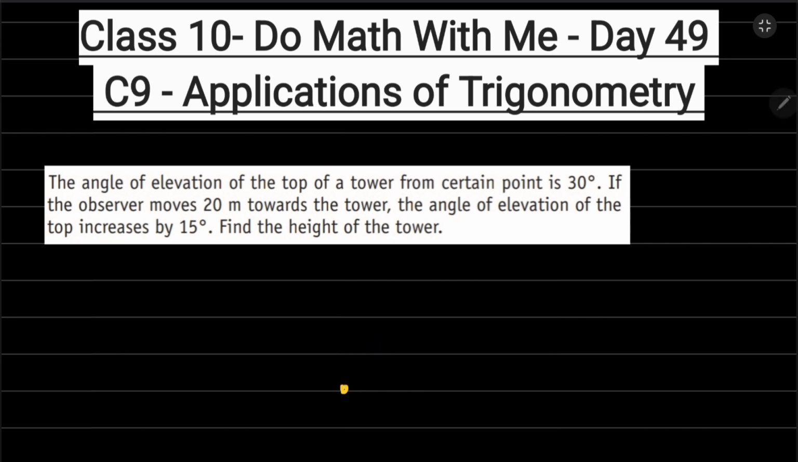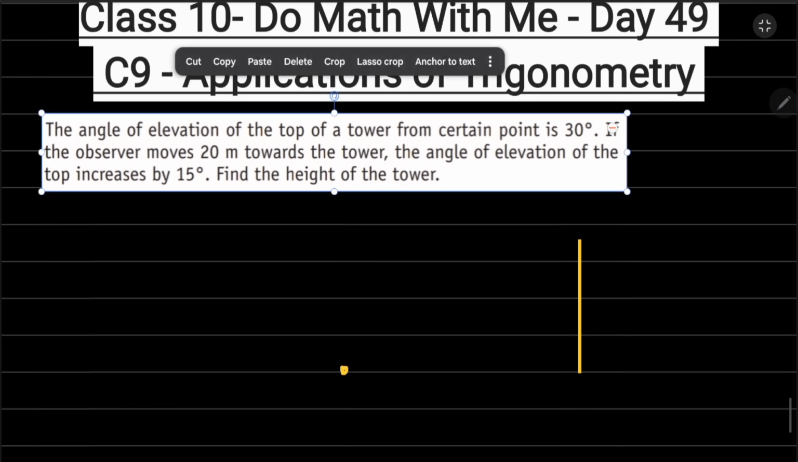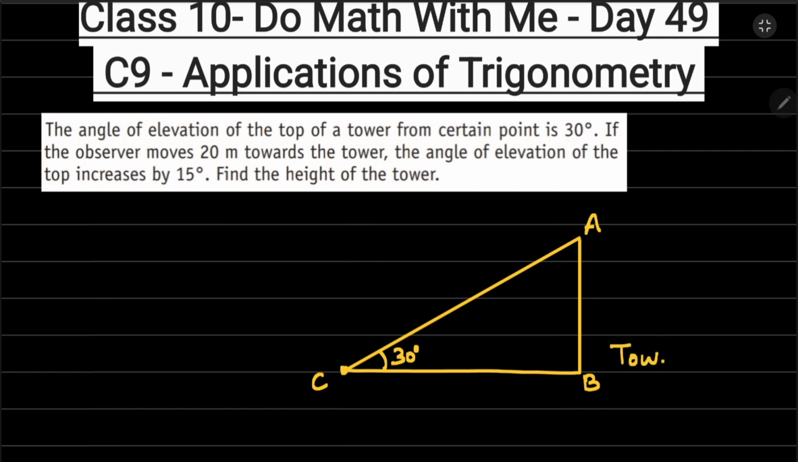So this is that certain point on the ground, and let this be the tower. The angle of elevation of the top of the tower from a certain point is 30 degrees. So this is your horizontal, and this happens to be your 30 degrees. The observer is right now here, probably at a point C, and the tower is AB.